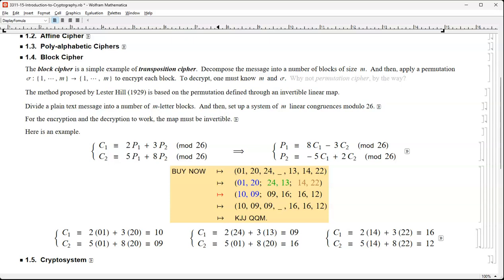10, 9, and then that'll give me the first two letters, KJ. Alright, so by now, BU became KJ. I don't want to get italic here.